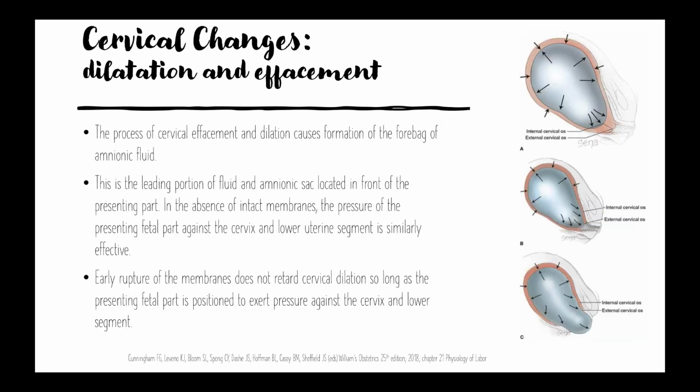The process of cervical effacement and dilatation causes formation of the forebag of the amniotic fluid. This is the forebag here. This is the leading portion of fluid and amniotic sac located in front of the presenting part. In the absence of intact membranes, the pressure of the presenting fetal part against the cervix and the lower uterine segment is similarly effective. Early rupture of membranes does not retard cervical dilatation so long as the presenting fetal part is positioned to exert pressure against the cervix and the lower uterine segment.